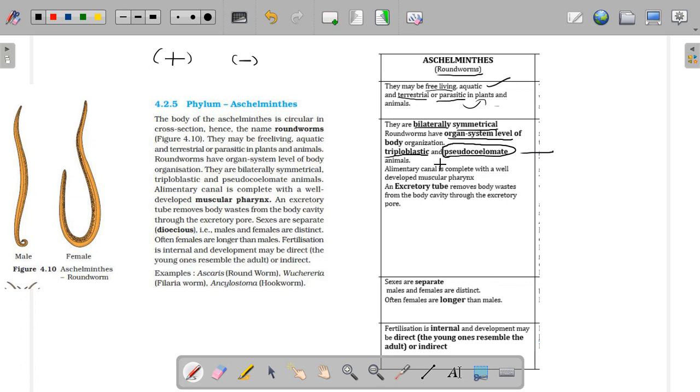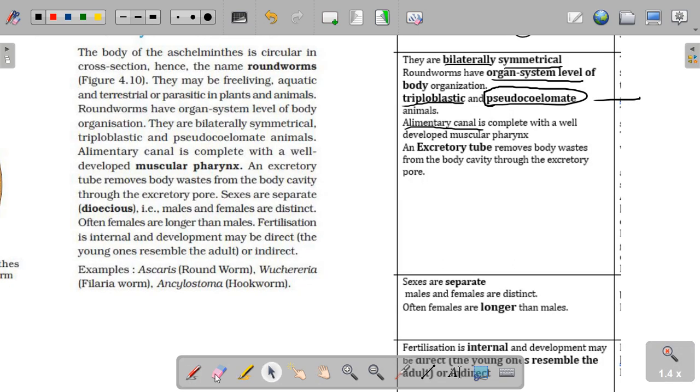Digestive system is complete. That means it starts from mouth till anus, and they have a muscular pharynx for capturing food material, and an excretory tube removing the body waste from the body cavity through the excretory pore. So the waste material from the body cavity is expelled out of the body through the excretory pores.